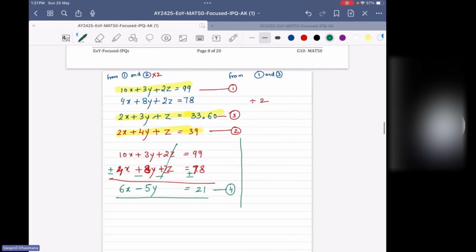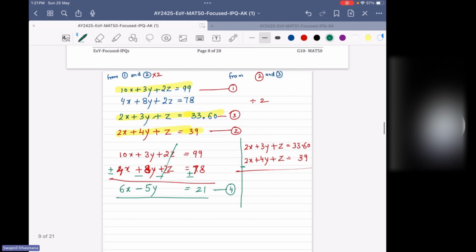For the second part, from 1 and 3, you can use 1 and 3, but I would use 2 and 3 because they both have 1x already. I don't need to multiply them. So let's make it 2 and 3. So that will be 2x plus 3y plus z equals 33.60. 2x plus 4y plus z equals 39.